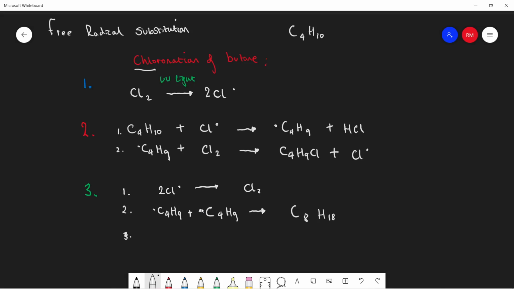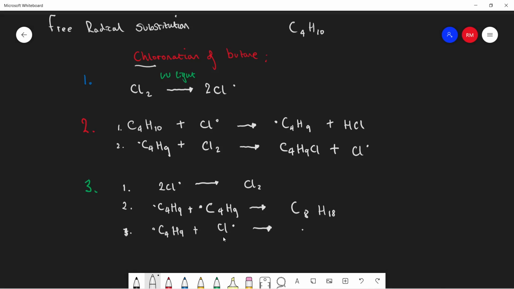And part three of this reaction, we're going to form our desired product from C4H9, the butyl radical, our intermediate, and our chlorine radical. By intermediate, I just want to clarify, I mean our sort of positive radical, our positive molecule with unpaired electrons. I'm just going to identify that as an intermediate from now on, and this chlorine as the radical.